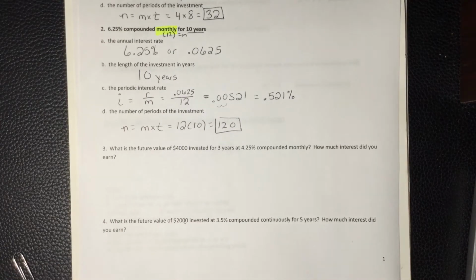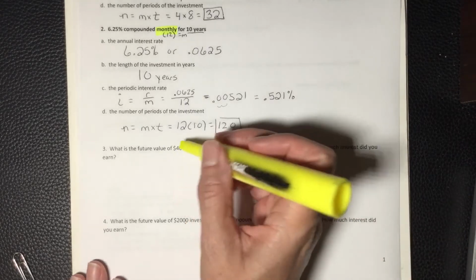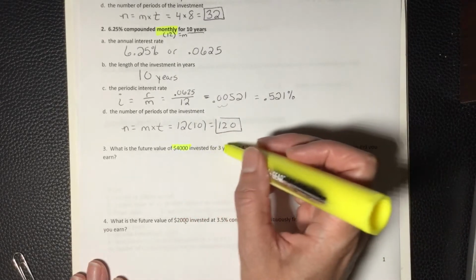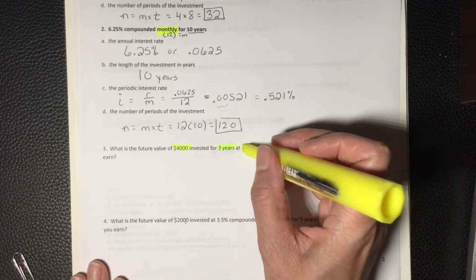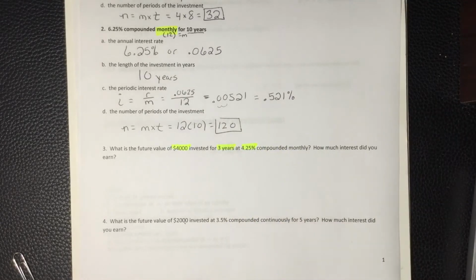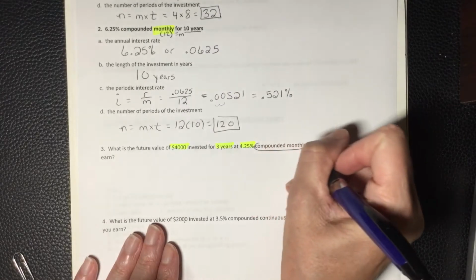All right, so if we look at number 3, we're asked, what is the future value of $4,000 invested for 3 years at 4.25% compounded monthly? And how much interest did you earn? So let's take a look at some of these numbers. And I also want you to notice the phrase compounded monthly.